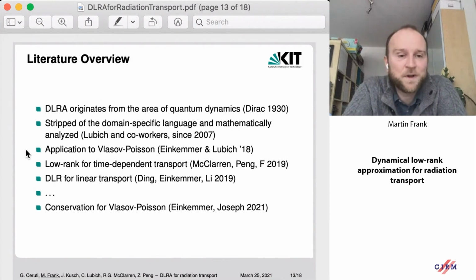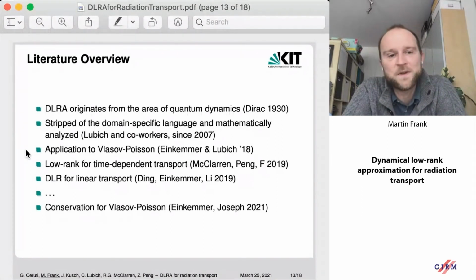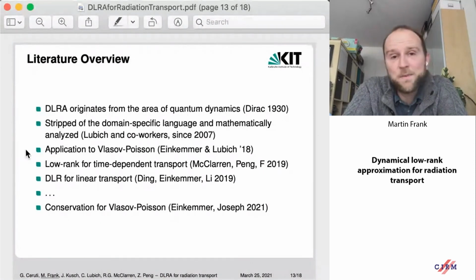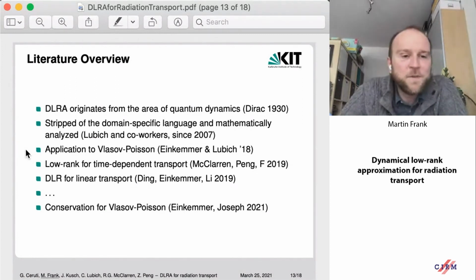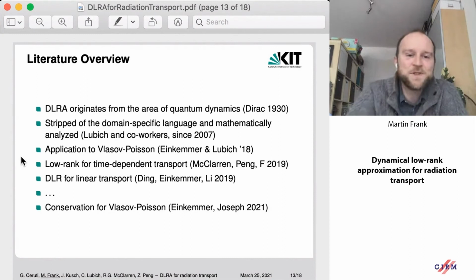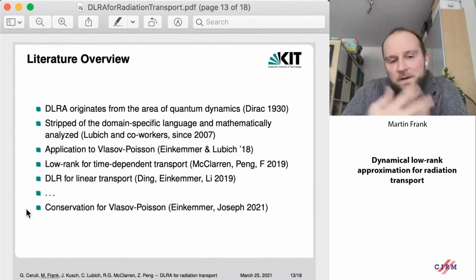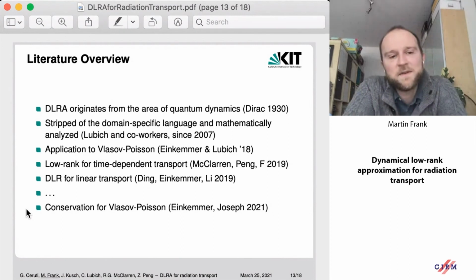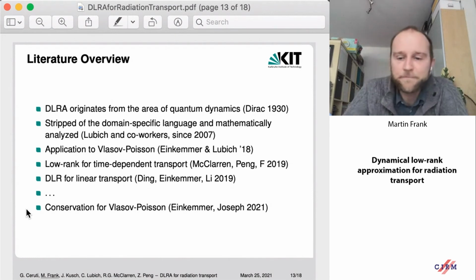Lubich and one of his postdocs realized that kinetic equations are a good application field for this. So they published something on Vlasov-Poisson in the first place. And then other people jumped in, including myself and others in the community. So starting with linear transport, there is an AP paper here, which I should have listed. And people are starting to work on these issues that I've just mentioned, so conservation and all of these other things.